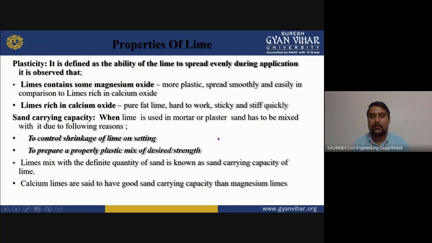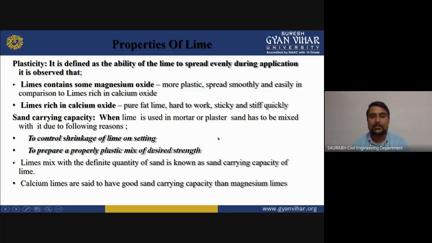Now we will see again what are the properties of lime. First one is plasticity. Plasticity is a very important property in lime, because if the plasticity of lime is not good, you cannot use it for binding. Plasticity is defined as the ability of lime to spread evenly during application. It is observed that lime containing some magnesium oxide is more plastic and spreads smoothly and easily in comparison to lime rich in calcium oxide. Lime rich in calcium oxide, pure fat lime, is hard to work, sticky and stiffens quickly.